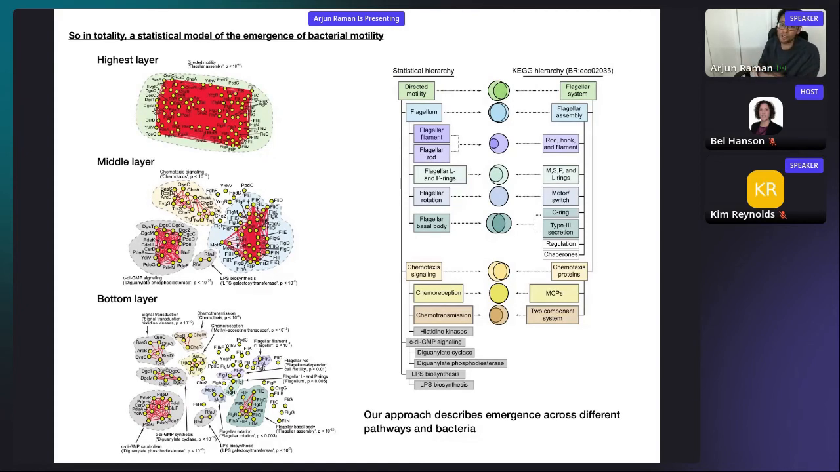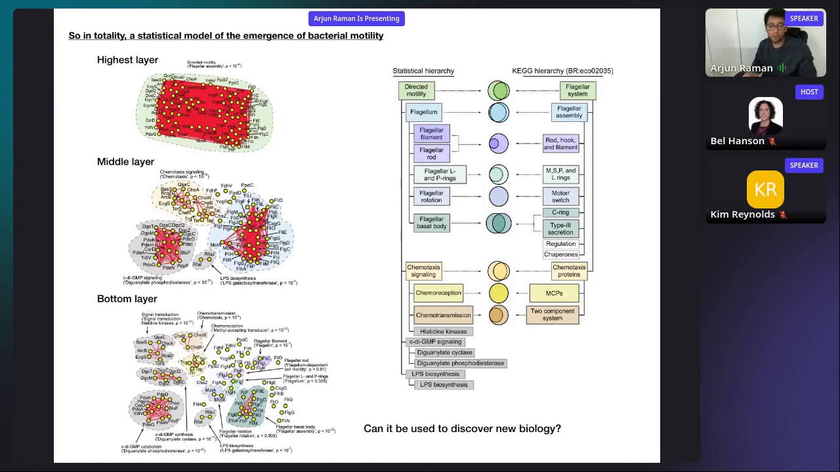And what I'm not going to show you, just for the sake of time, is that we were able to show that this is generally true. So if we look at B. subtilis, or if we look at Pseudomonas, we are able to describe the same sort of hierarchy of motility. Also, if we look at non-physically coupled pathways, like amino acid metabolism in E. coli K12, we're also able to pull out a similar sort of hierarchy that matches very well with the KEGG hierarchy.